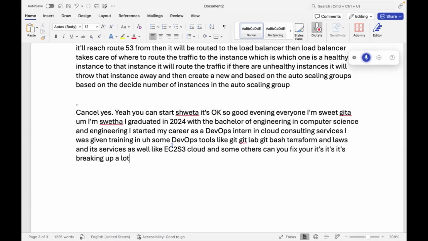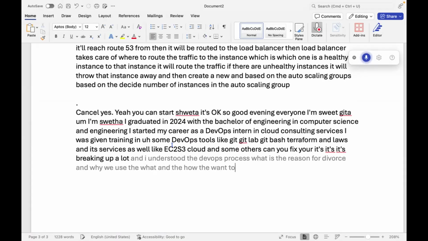And I understood the DevOps process. What is the reason for DevOps and why we use DevOps, and how the DevOps tools were used in different time frames of the different life cycles. So why DevOps is required? So all of this, the basic things.